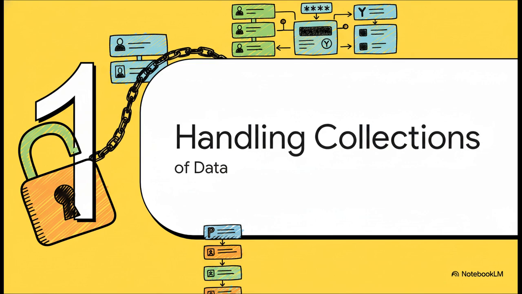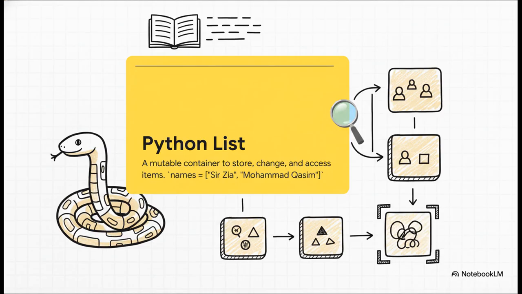Okay, so first things first, we need a place to put all this information. You've got to have a place to store all that info, right? Think of it like a digital filing cabinet. And Python has the perfect container for this job, one that's super simple to create and incredibly flexible. And that container, it's called a list.